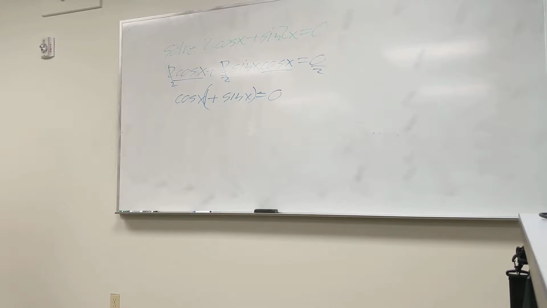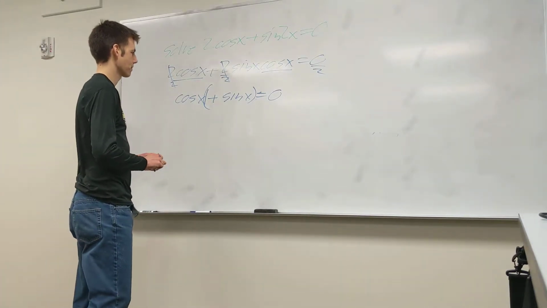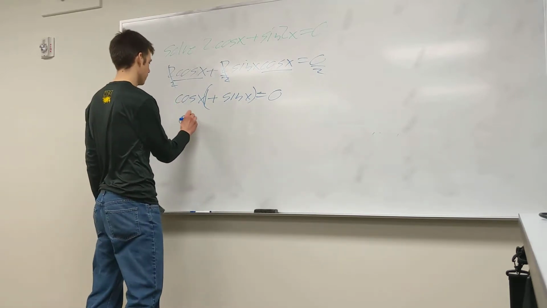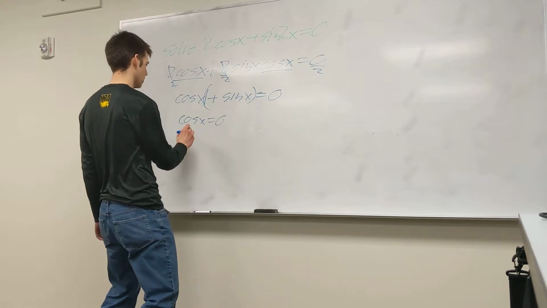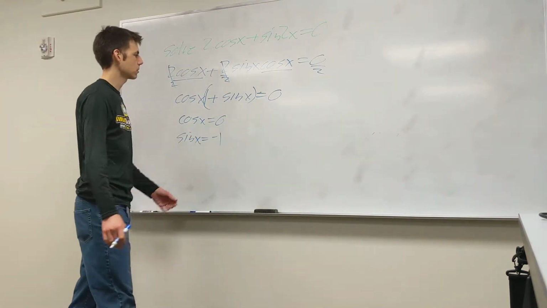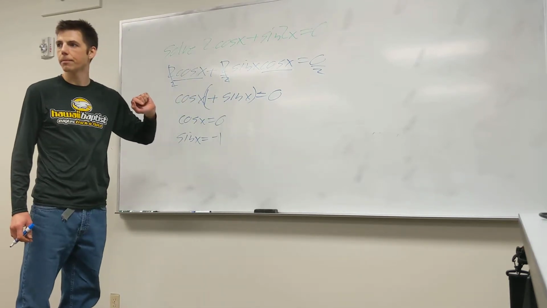What do you got? I have no idea. I'm trying to figure it out. Natalie's got it. So what do you got, Natalie? Cosine x equals 0 and then sine x equals -1. Correct. Right, or 1 plus sine x equals 0, or cosine x equals 0, right?